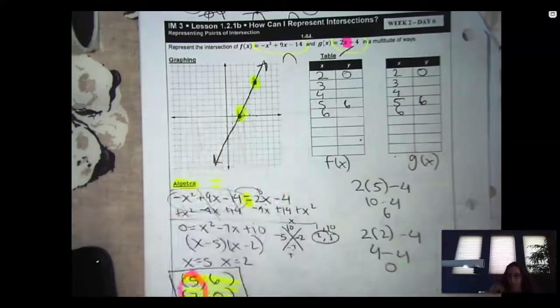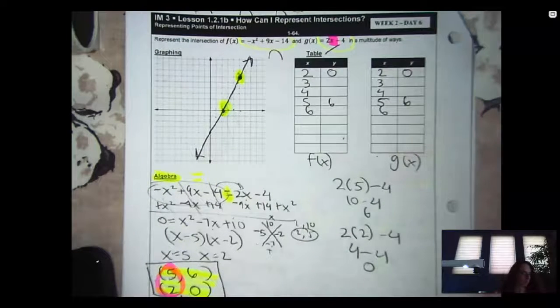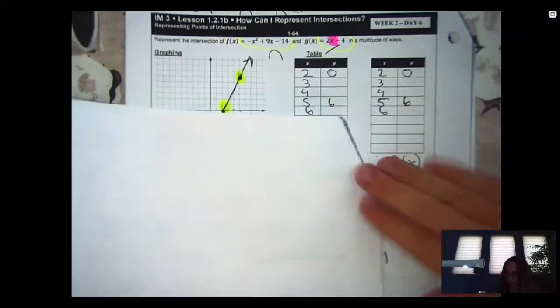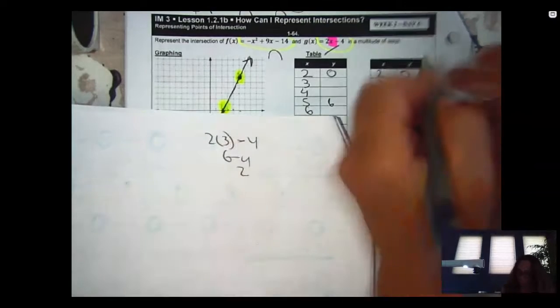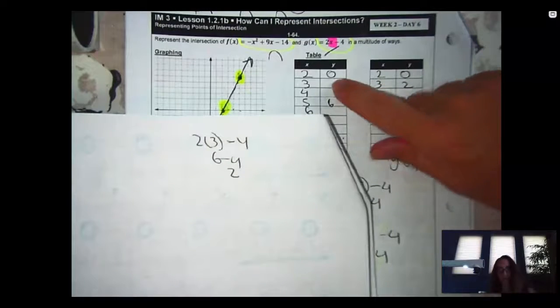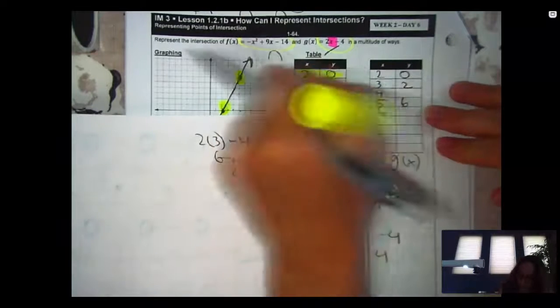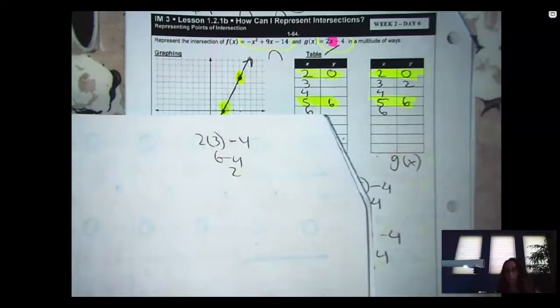Yeah, you're right, g. Okay, so let me get some graph paper, because I don't really have as much space. Blank paper. So I'm going to try the 3. So I'm going to go 2 times 3 minus 4, 6 minus 4, 2. Does that mean that's the 2? No. They only cross at (2, 0) and (5, 6). Every other number should be different unless you made a mistake.